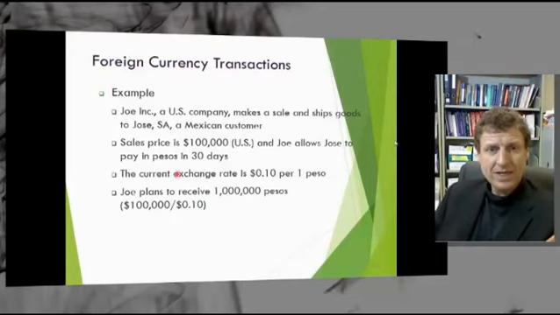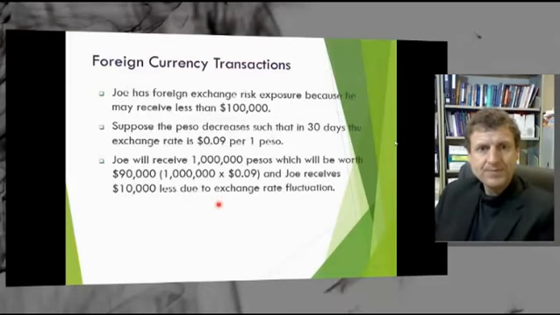So let's have a look at what the exchange rate means. 1 peso is worth 10 cents. Now, if this goes up to 11 cents, that means the peso has appreciated. If this goes down to 9 cents, then the peso has depreciated. Okay, now which one is good or bad for Joe? Interesting here. So let's have a look at what that means.